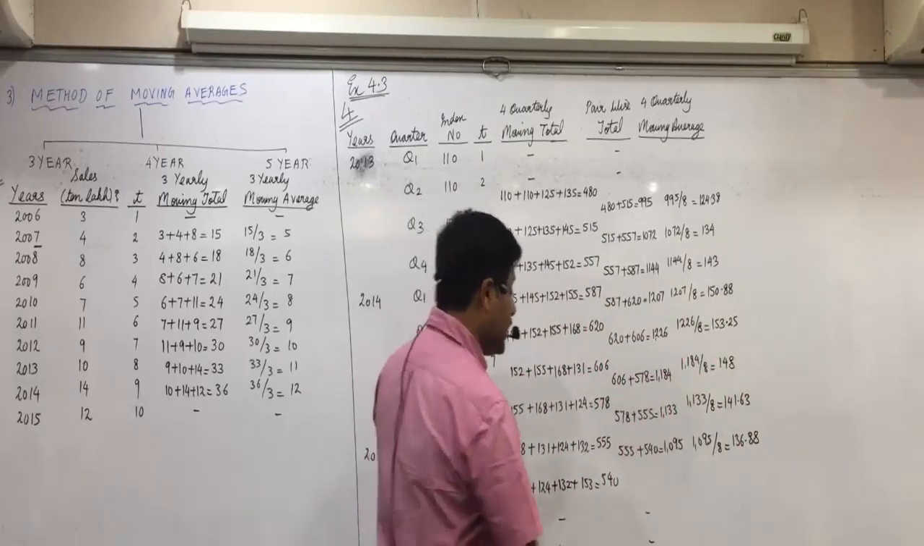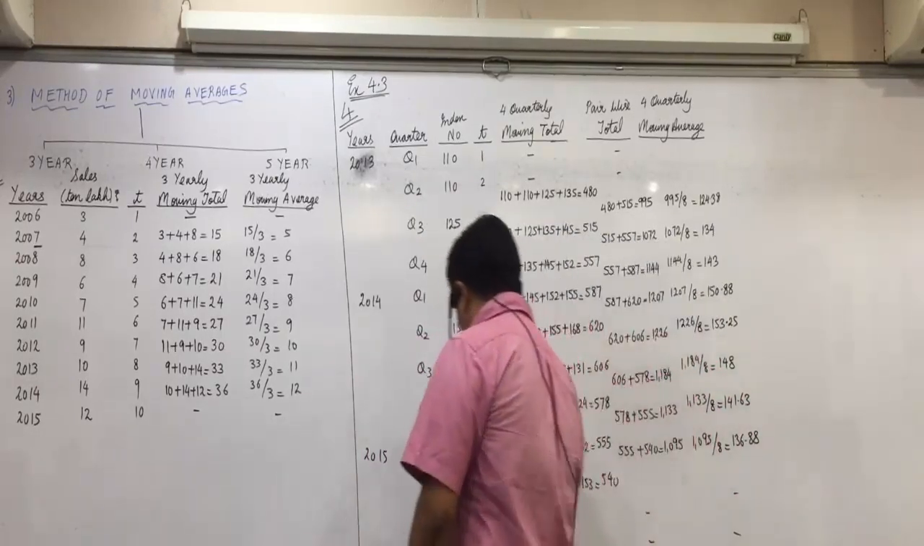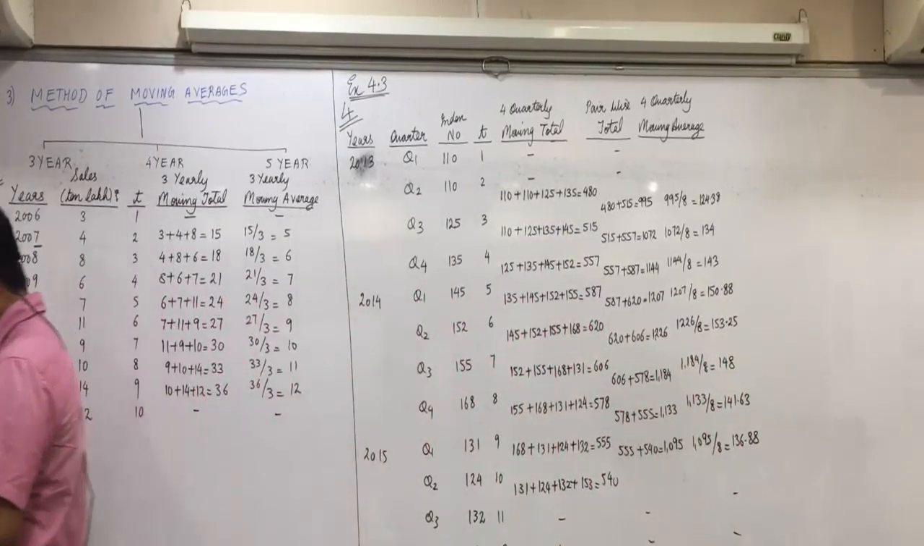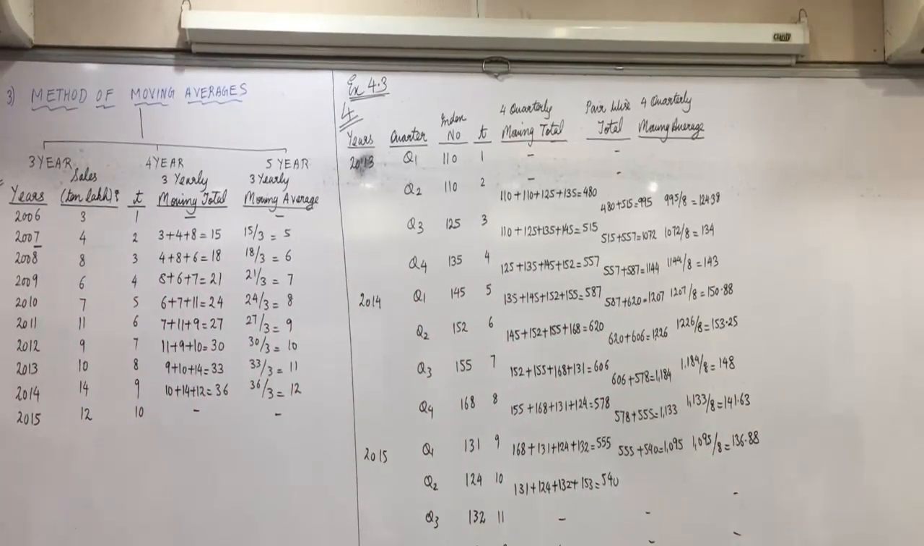So did you all understand this method, everyone? How to do the 4 quarter moving average. As I said, it's a bit lengthy. One extra column will be there. After doing 4 figures total, you do the pairwise total, and at the end, instead of 4, you will divide by 8. Raise your hand who is not clear with this concept of 4 moving average.